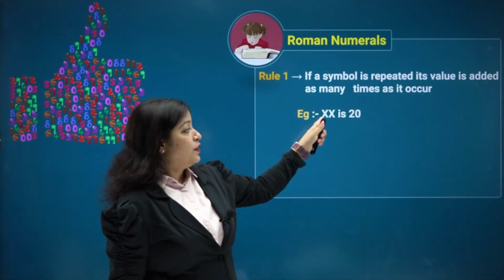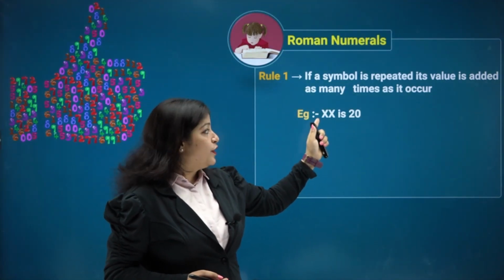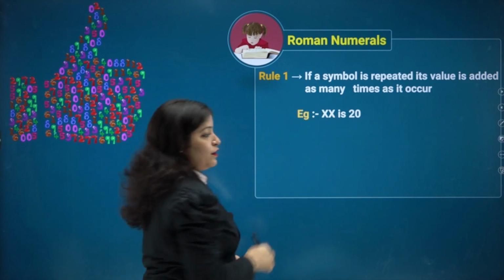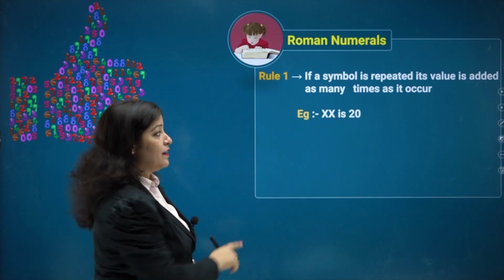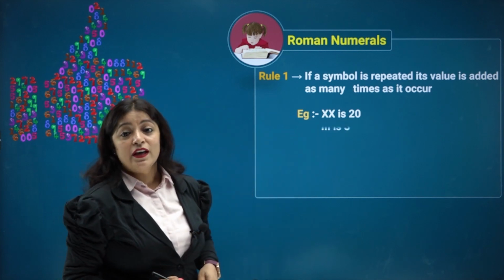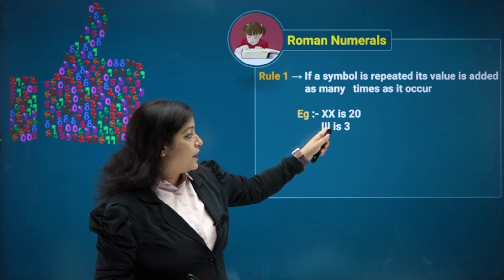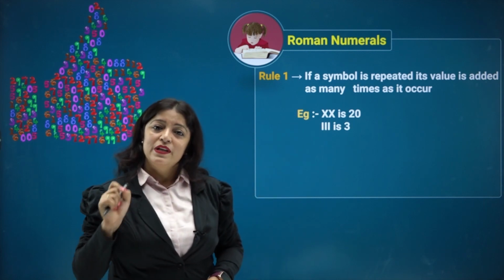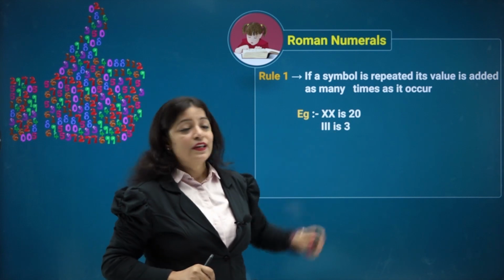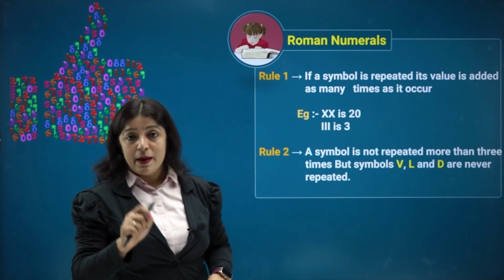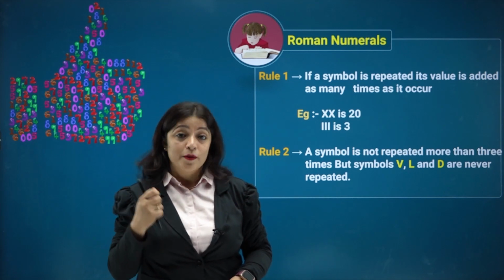If the letter X is written 2 times, XX, that means 10 and 10. So we have 10 plus 10, you will get the answer as 20. Same way, if I is written 3 times, that means 1 plus 1 plus 1, and you get the answer as 3 here.